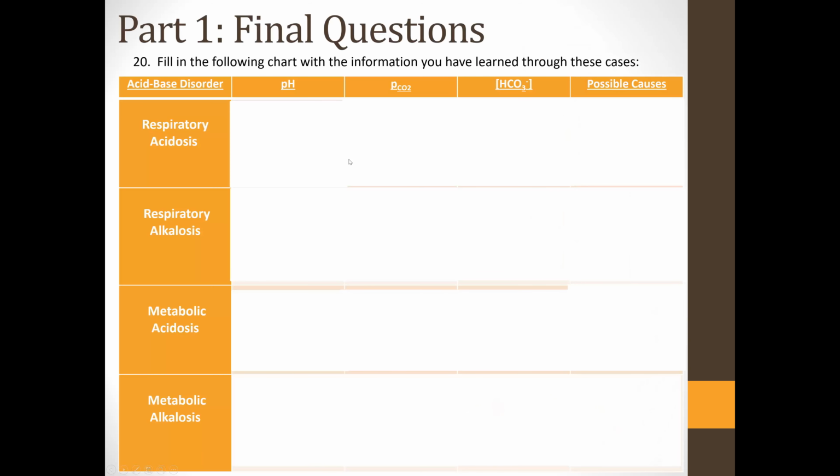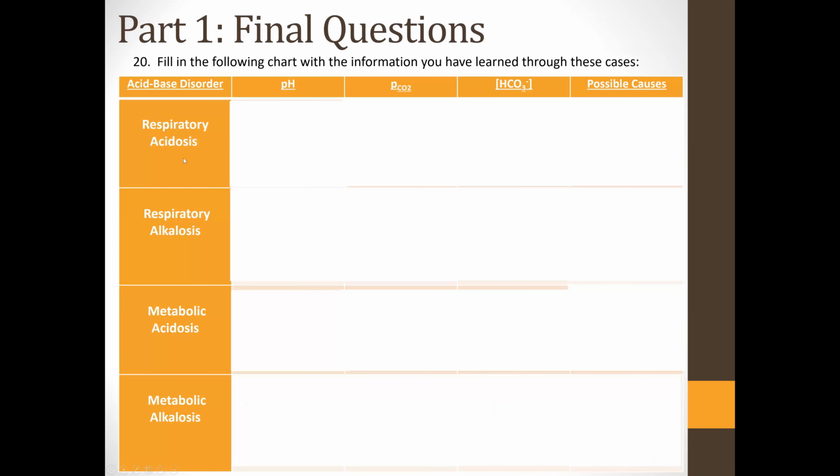So we're going to fill in this chart with the information that we have learned through these cases. We're going to look at the 4 different disorders, what they do to the pH, the carbon dioxide, the bicarbonate, and then the possible causes of each type.